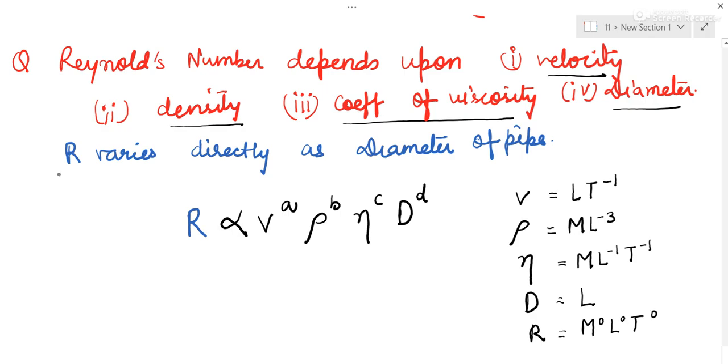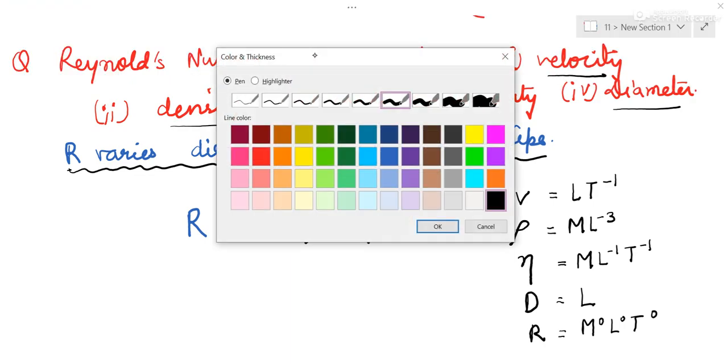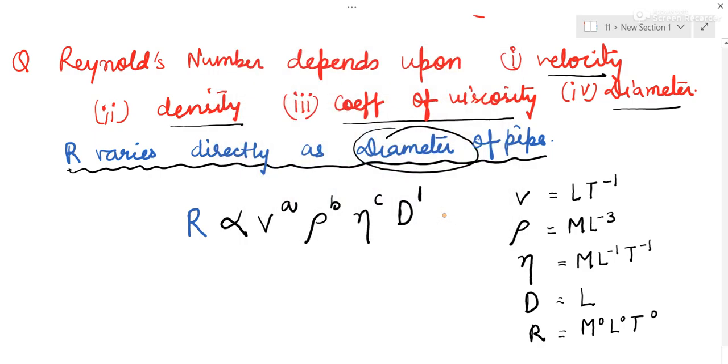Now children, there is one more line, we'll have to read it properly. R varies directly as diameter. So R is directly proportional to diameter. It is very important that D is 1. It is varying directly with diameter. That means the diameter's power they have given as 1. That is a hidden information. So if some quantity is varying directly proportional to the square of diameter, we will write the power as 2. So please don't ignore this line. It is varying directly with diameter, so power is 1.